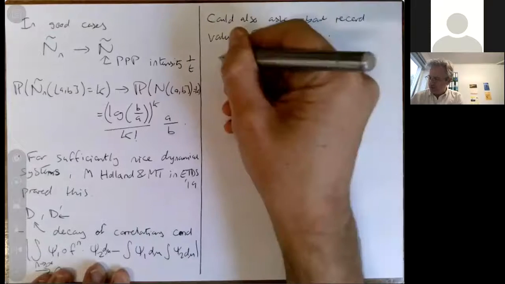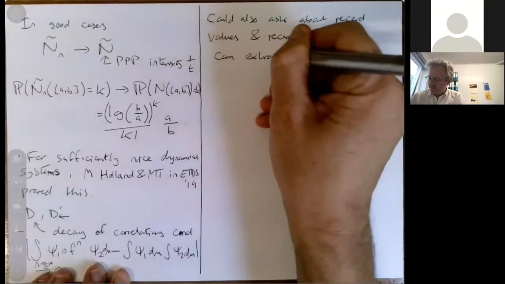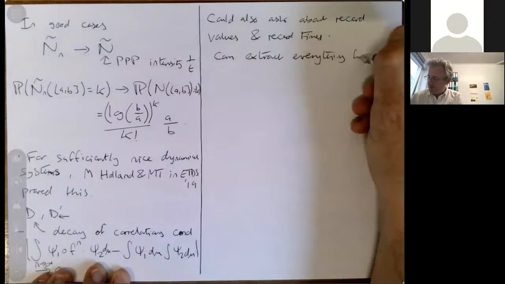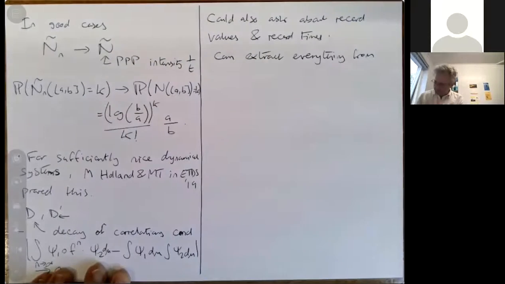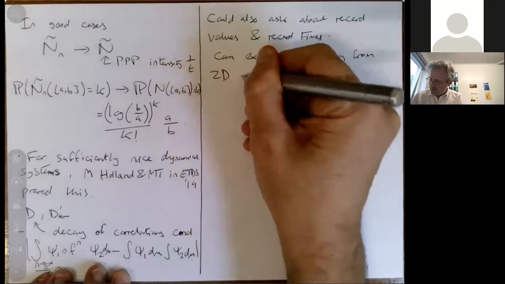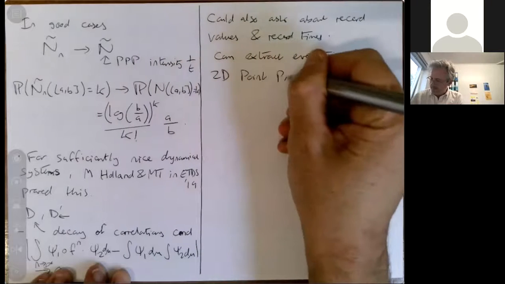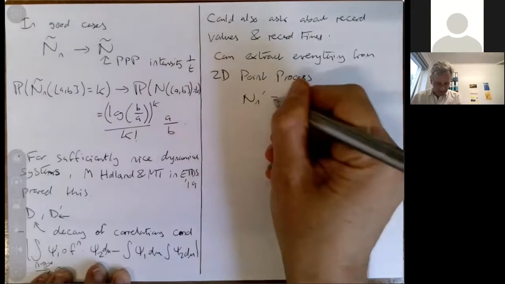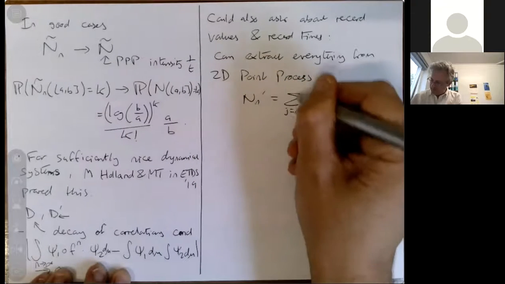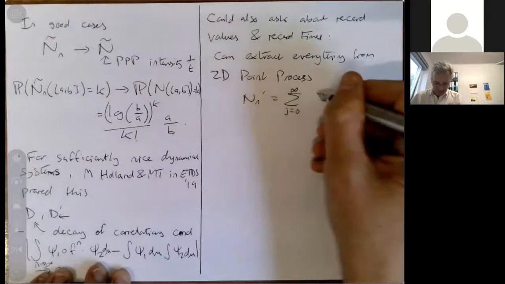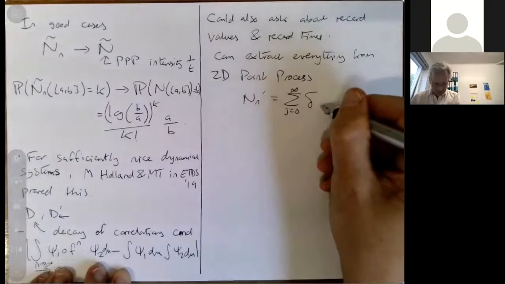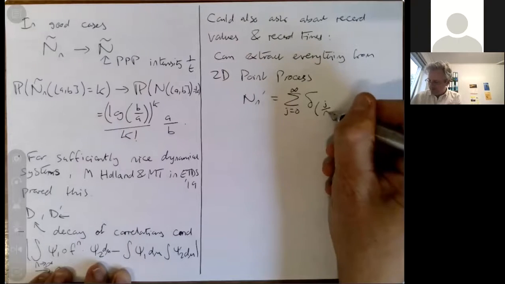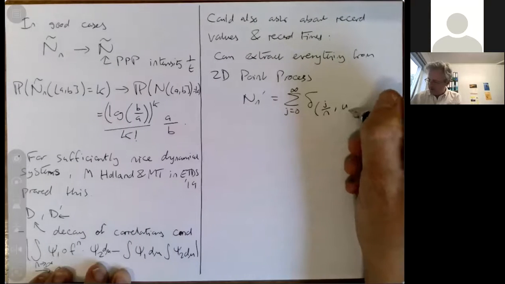So you can extract all of this, so everything, from a different point process, and it's a two-dimensional one. And so this is n prime, and this is a similar kind of thing. But what I'm going to do now is, rather than just recording events that I like, I'm going to record everything, but I'm going to rescale it.